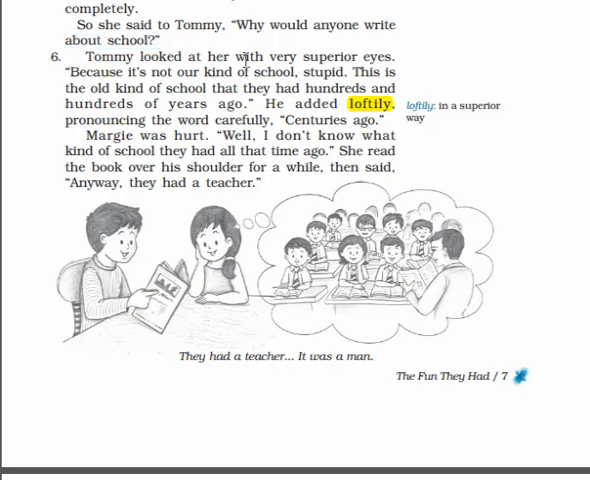Paragraph. Tommy looked at her with very superior eyes. "Because it's not our kind of school, stupid. This is the old kind of school that they had hundreds and hundreds of years ago," he added loftily, pronouncing the word carefully, "centuries ago." Margie was hurt. "Well, I don't know what kind of school they had all that time ago." She read the book over his shoulder for a while, then said, "Anyway, they had a teacher."